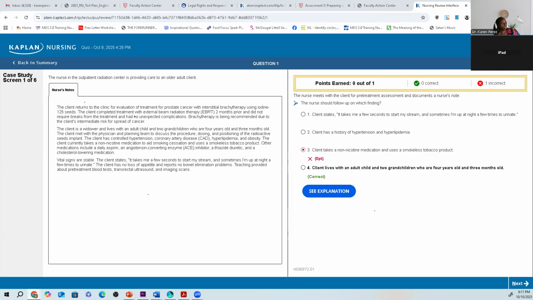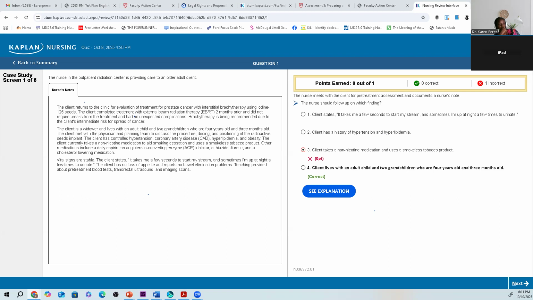So this is what I wrote. Internal radiation therapy places a radioactive source directly into or near a tumor. Good. That's the patho. The nursing roles, I have three sections. There's pre-op, then there's during treatment, and then post-op.